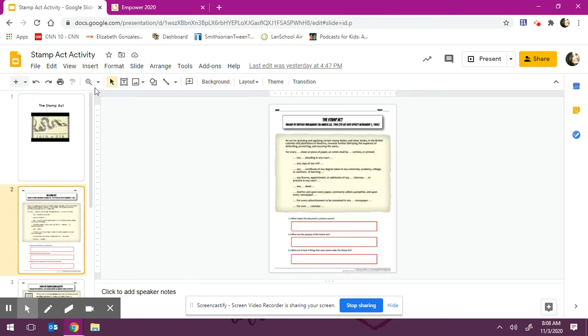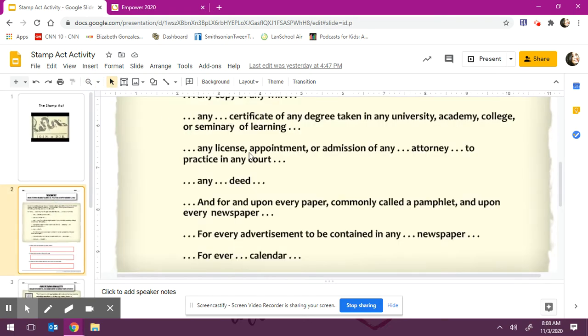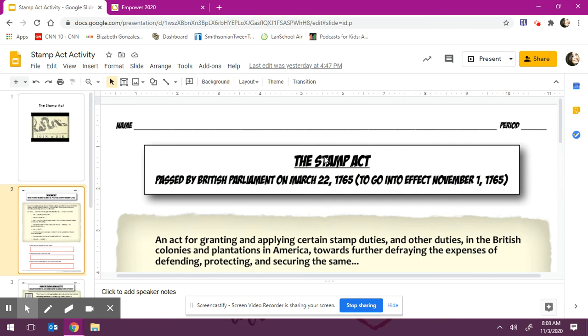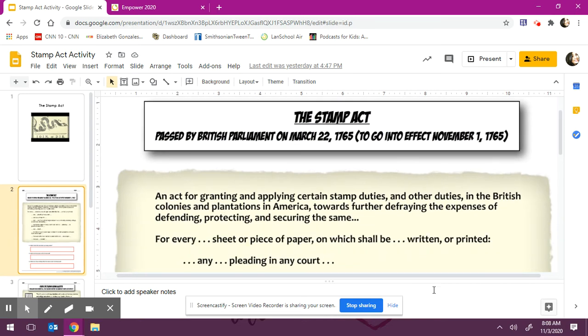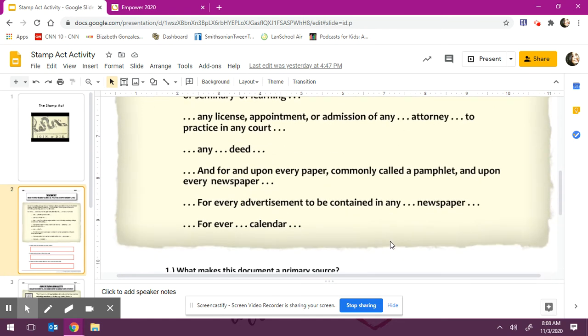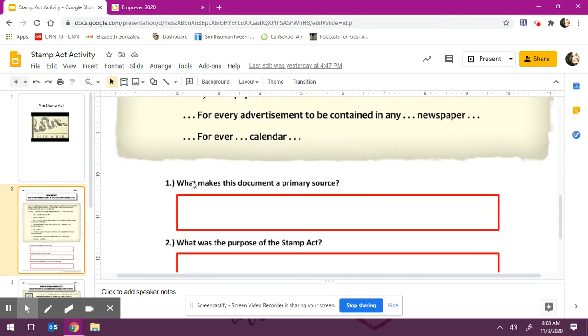I'm going to go over them quickly. Now remember, you can always zoom in. So again, we're looking at primary and secondary sources of the Stamp Act, okay? This was passed by British Parliament on March 22nd, 1765, and it went into effect on November 1st, 1765. I want you to read this primary source, okay? And I want you to think about what makes this a primary source.